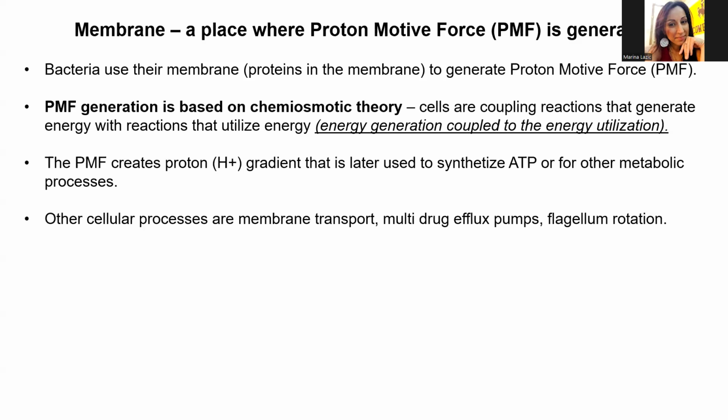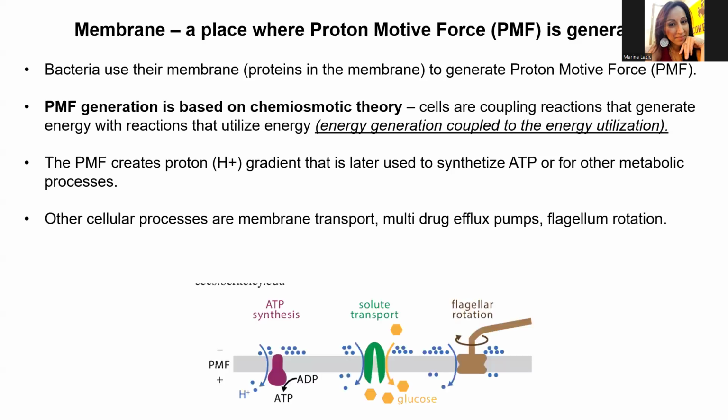So proton motive force, or PMF, is creating an H plus gradient, or proton gradient, across the membrane. So there is a difference in concentration of H plus ions inside and outside of the membrane, and that gradient is later used to synthesize ATP, and ATP is then used in later biosynthetic processes downstream. Those other processes downstream of ATP production are membrane transport, multi-drug efflux pumps, flagellum rotation, or anything that needs ATP molecules.